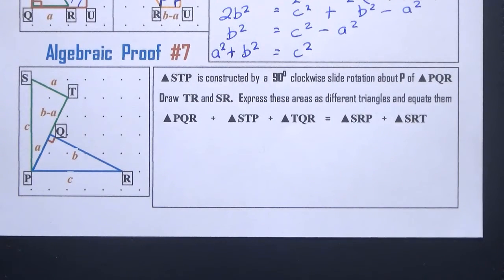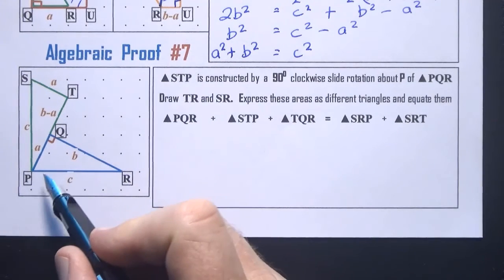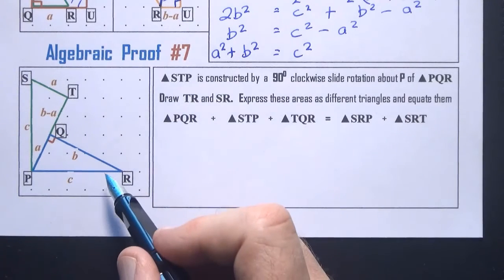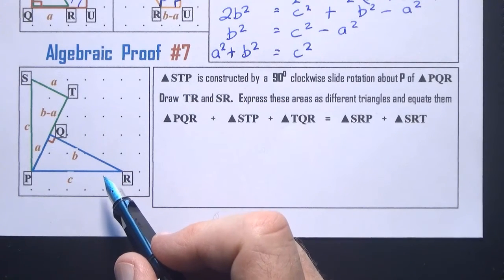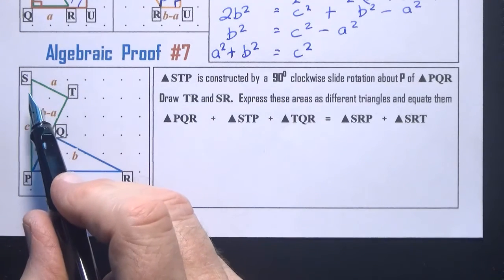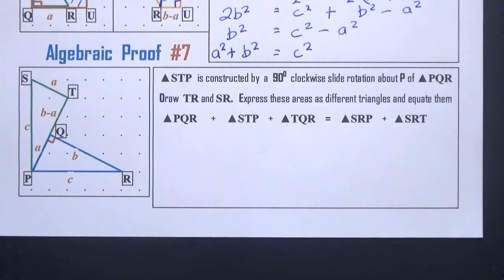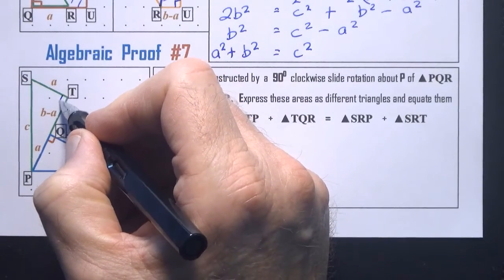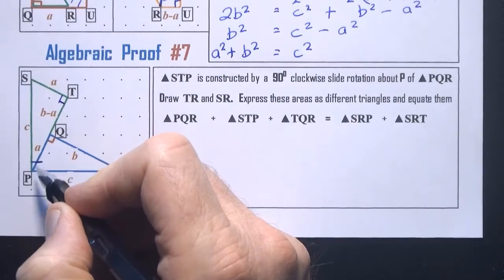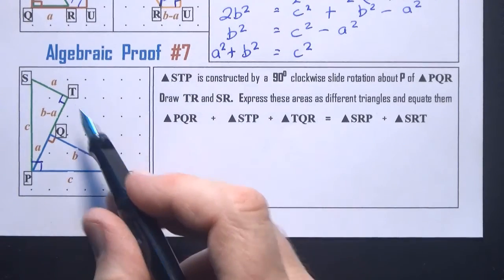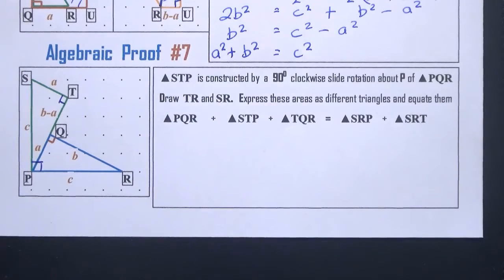Algebraic proof number 7. We start with our triangle PQR, slide rotate that 90 degrees clockwise, form STP. So this will be a right angle, this will also be a right angle. Draw two lines, TR and SR.